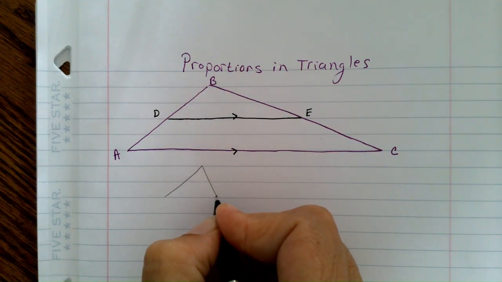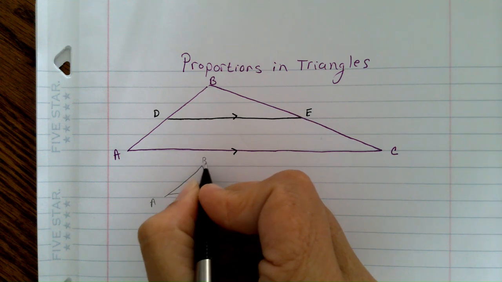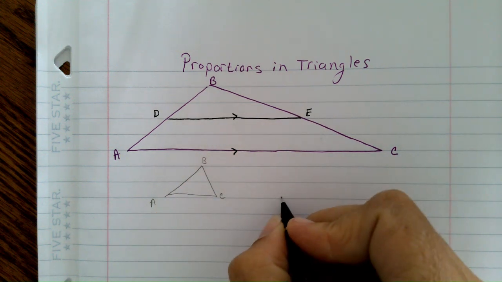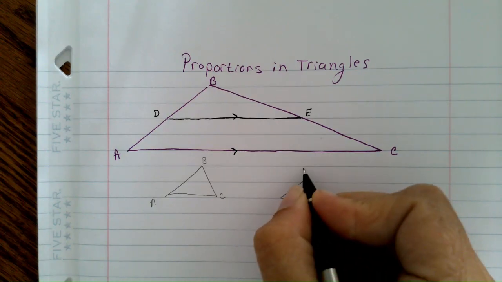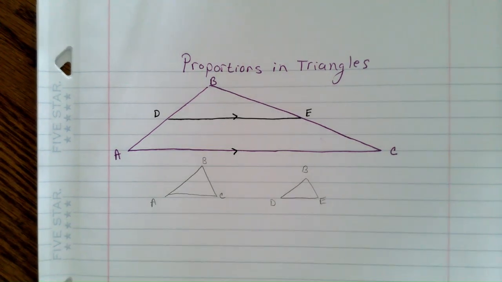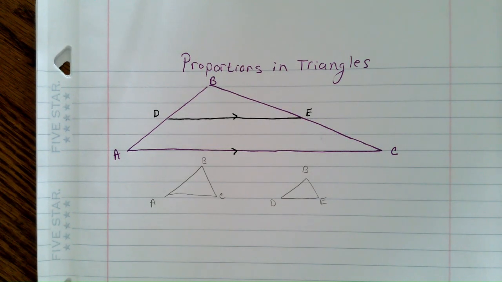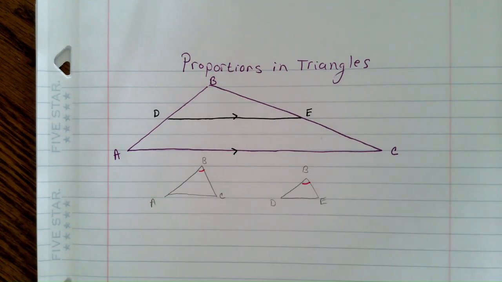So we have the big triangle, A, B, C, and we have the small triangle, B still on top, right? But now it's a base of DE. So what's going on between these two triangles? What can we recognize? Well, first of all, they both share angle B. So angle B is congruent to itself because of the reflexive property.